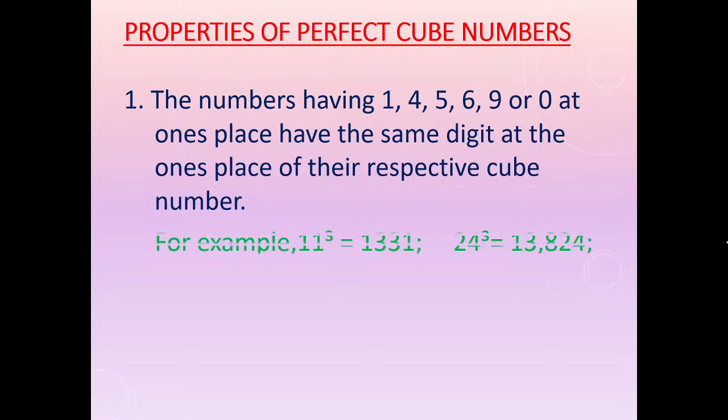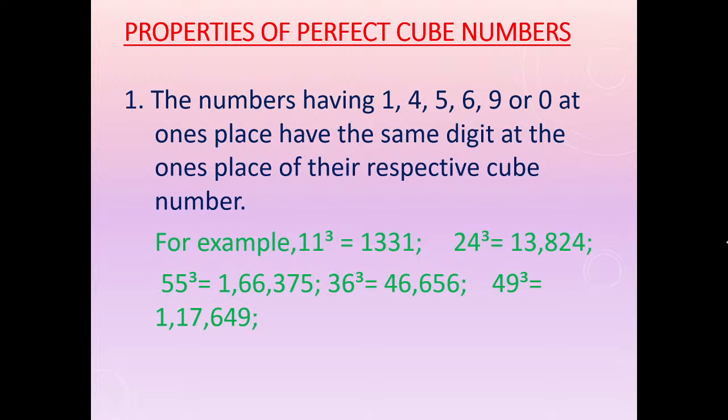So this is the first property of perfect cube numbers. Numbers having 1, 4, 5, 6, 9 or 0 at the ones place have the same digit at the ones place of their respective cube numbers. So what do you understand by it? Here, look at an example. I think I need to change the color.